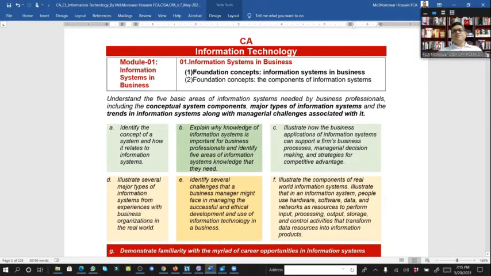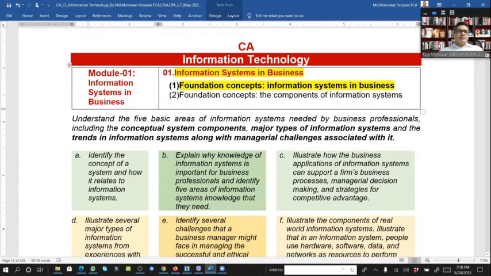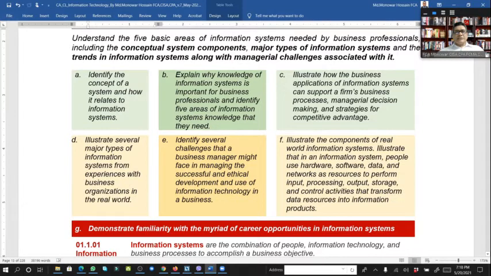Today, we are going to discuss information system in business. Chapter 1, which we also call a module, information system in business. Now we are going to discuss information system in business, chapter 1 and topic 1 also.